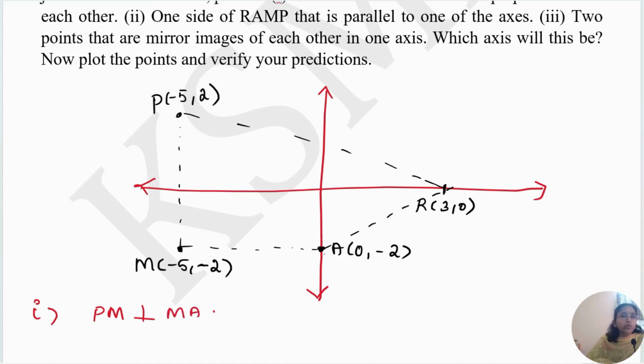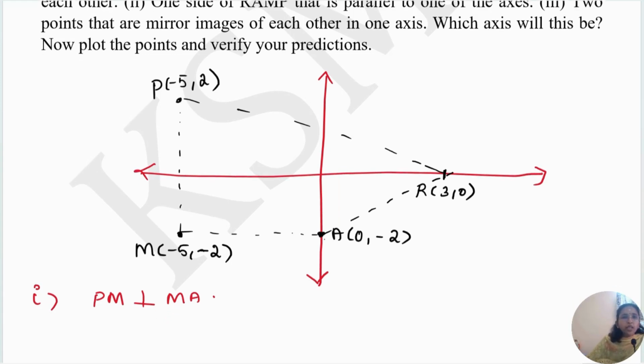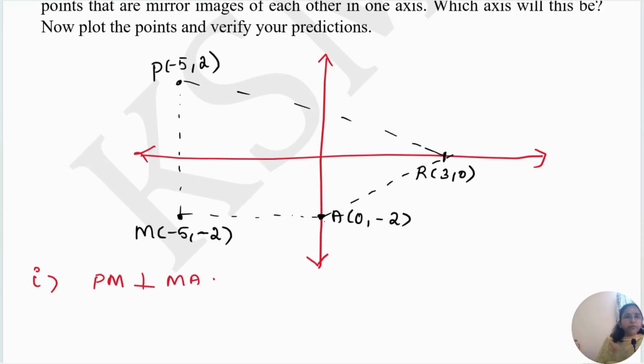Second subdivision question, one side of RAMP that is parallel to one of the axes. So look at your diagram. So here this PM line is parallel to your y-axis. This is our y-axis, isn't it? And here it is x-axis. So this PM line is parallel to our y-axis. So you can write your answer. So PM line is parallel to y-axis.